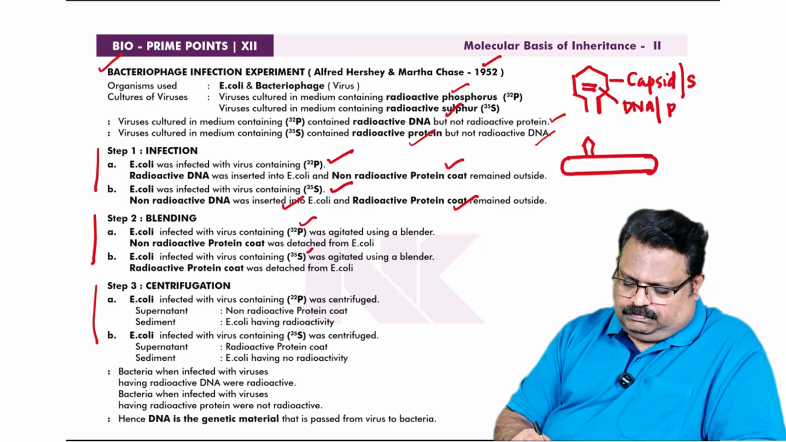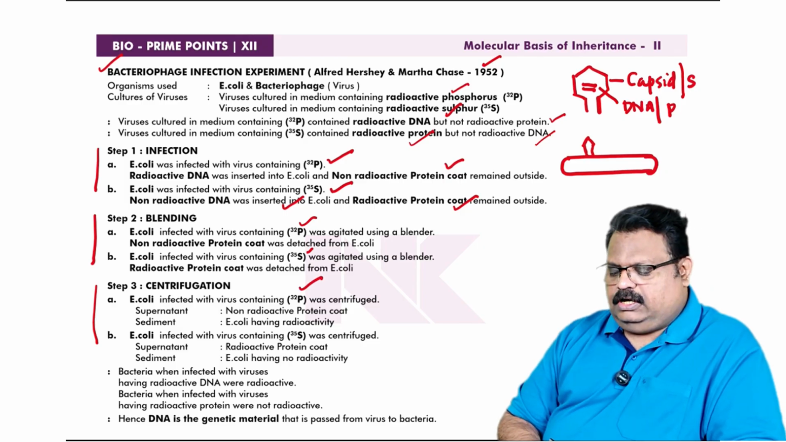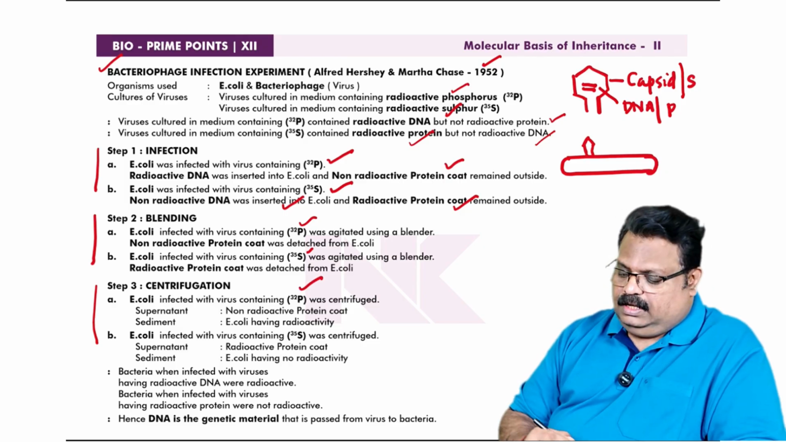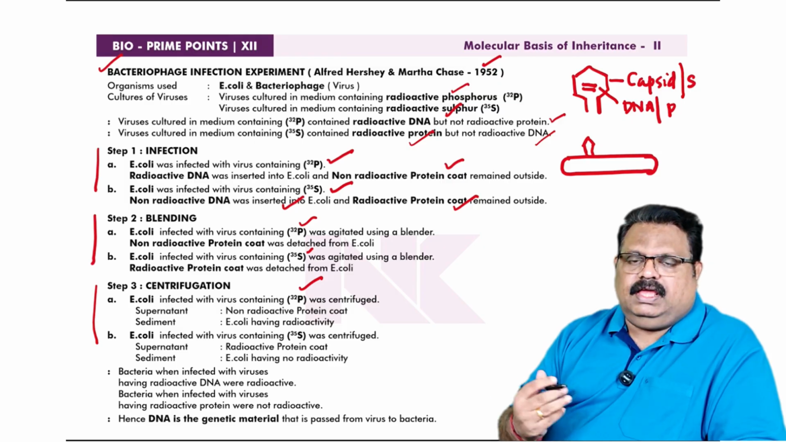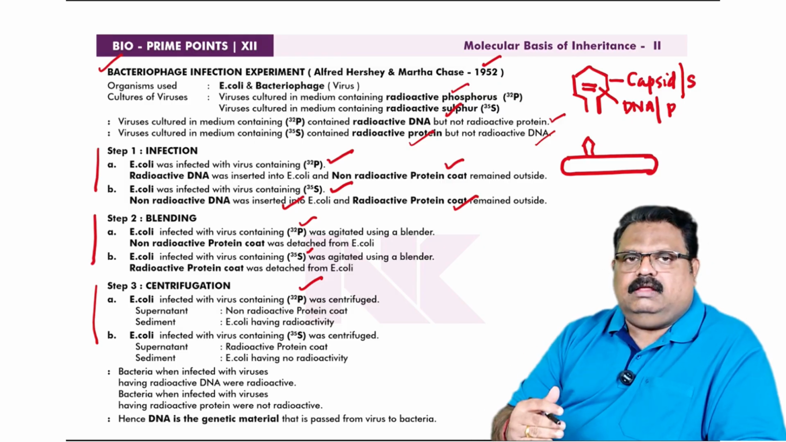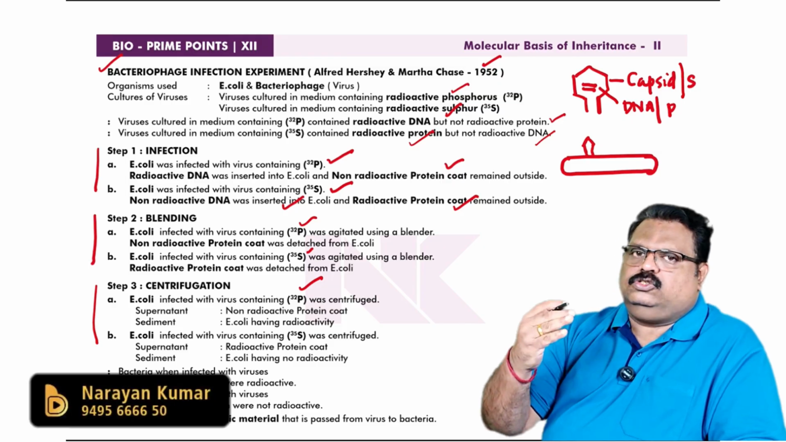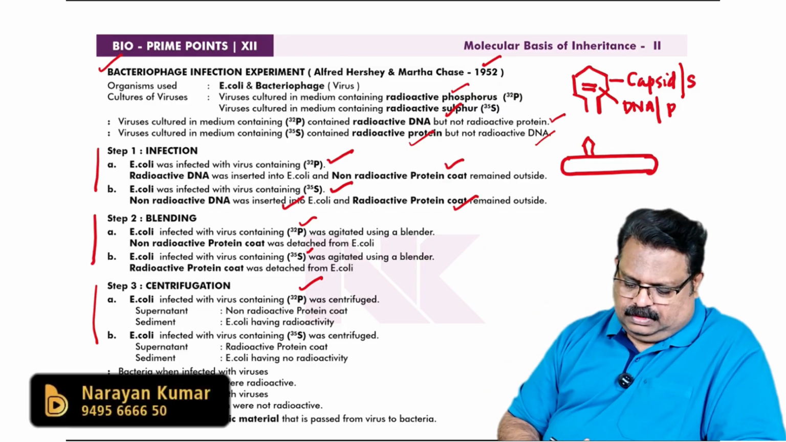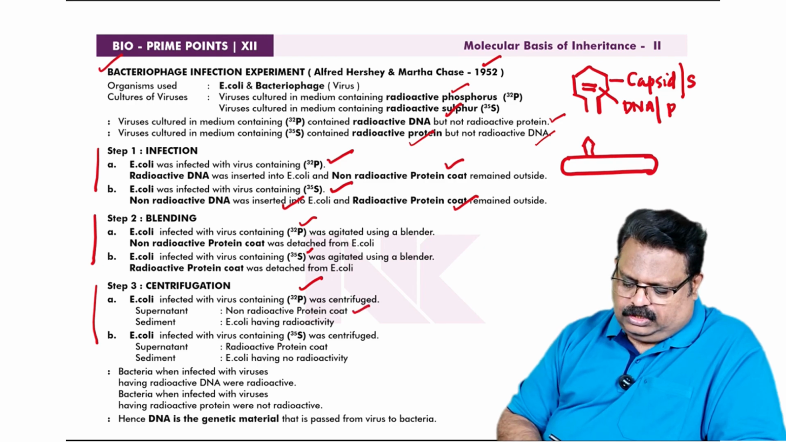E. coli infected with virus containing radioactive phosphorus was centrifuged. You know that the E. coli is heavier than the protein coat, so when we centrifuge, the sediment becomes the heavier part and the supernatant becomes the lighter part. So in the first case, the supernatant is a non-radioactive protein coat, and the sediment, the E. coli, has the radioactivity.